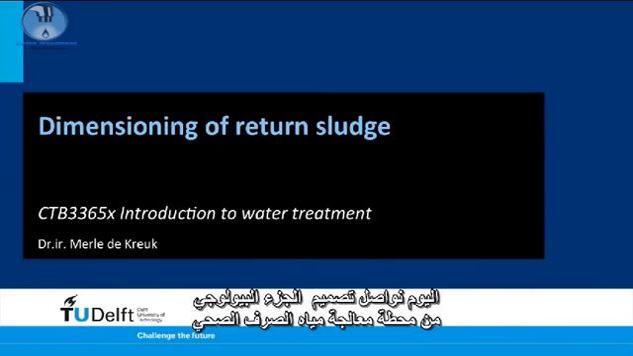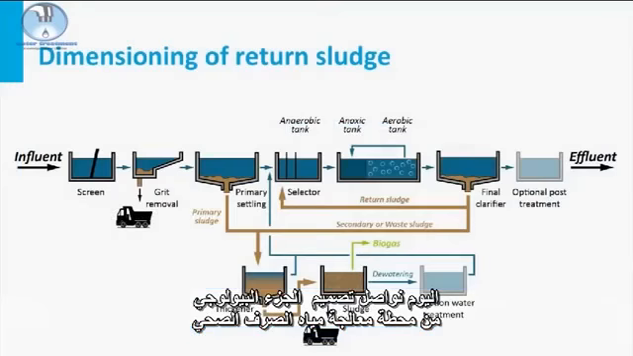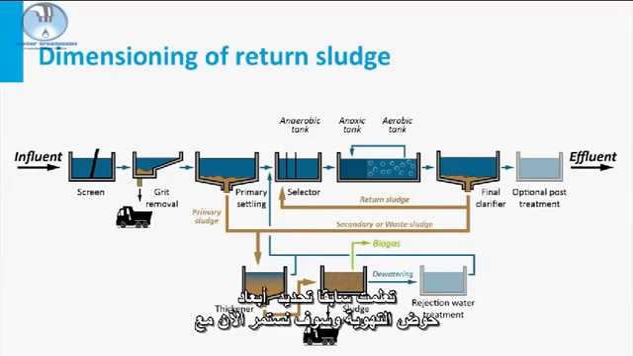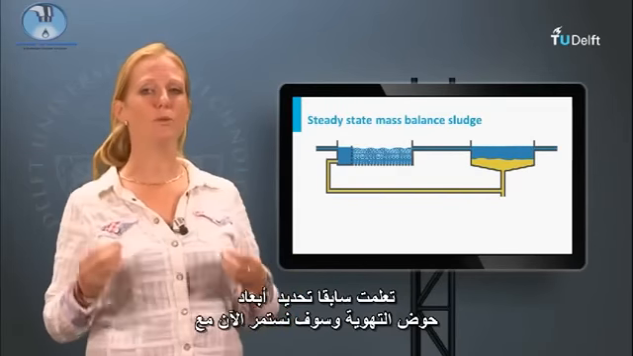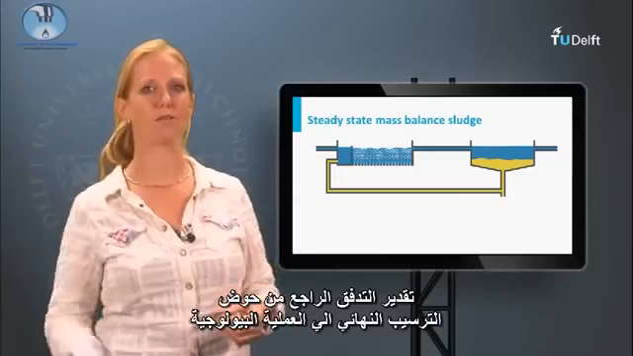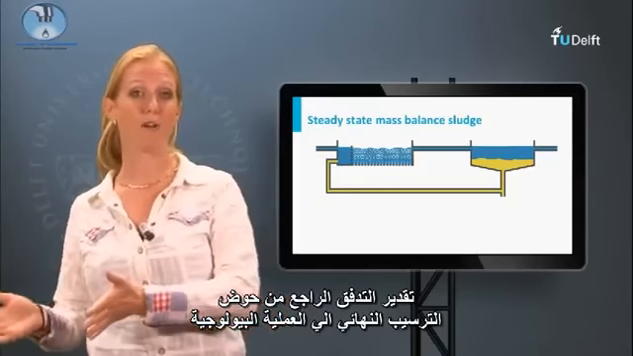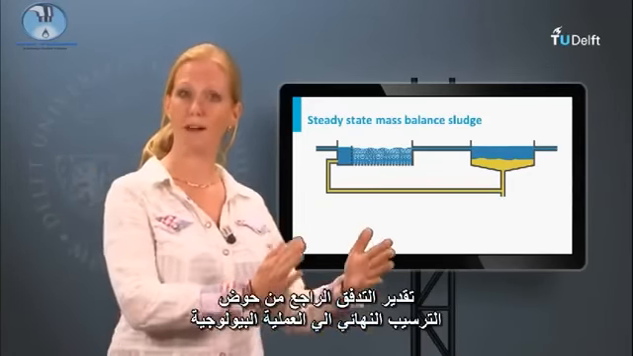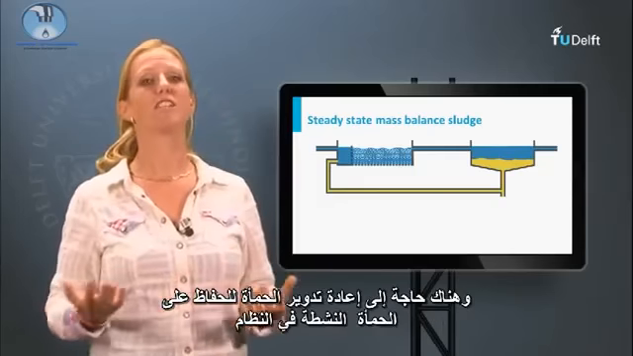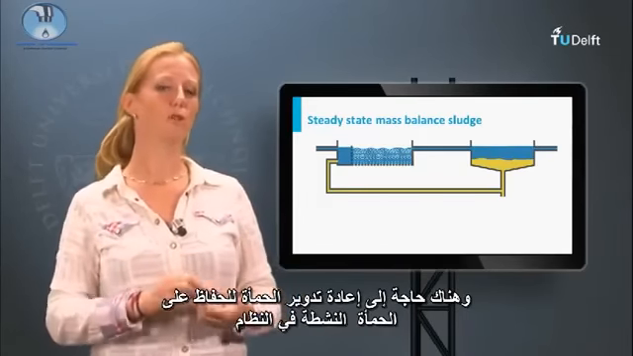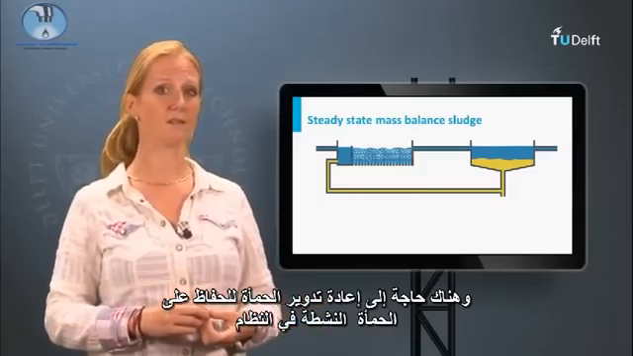Today we continue designing the biological part of a sewage treatment plant. You previously learned dimensioning of an aeration tank, and we will now continue with estimating the recycle flow returned from the final clarifier into the biological process. A sludge recycle is needed to keep the activated sludge in the system.